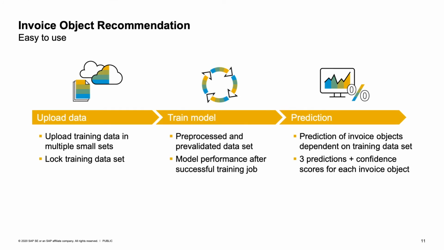That was a heck of a demo. As we are coming to the end of the session, let me summarize how easy it is to use the IOR service. First, the service must be trained by uploading the invoice data to the system and making sure to lock the training. Second, to train a model, the service needs to first pre-validate the training input, and only after it can the model performance be exposed. Third and last, the prediction of the service depends on the target variables, which were initially uploaded and trained. For each invoice line item, there will be invoice objects predicted with a confidence score each.